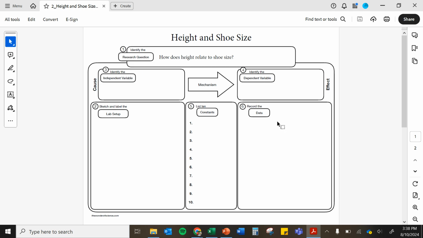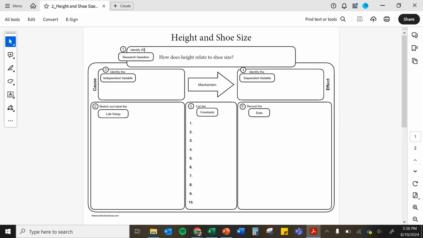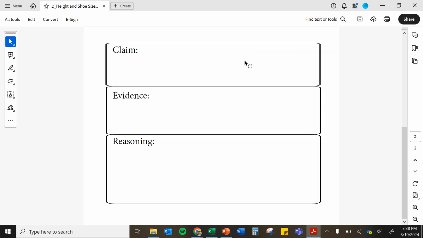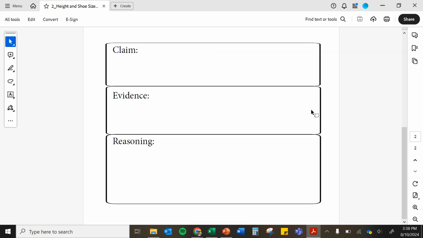And then you're going to write a conclusion based on that data. So once you collect your data, you're going to think about what you had, and then you'll write your claim, your evidence, and your reasoning as a summary here. So your claim is going to be related to, it's basically answering this question on how does height relate to shoe size. Your evidence, this is where you're going to be telling us what pieces of data that you collected support your claim, and then your reasoning explaining how that evidence supports your claim.